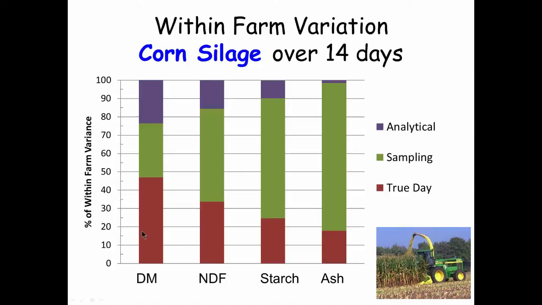Dry matter is the exception. Over this 2-week period, dry matter was more likely to be a true change than a sampling error. And again, this makes sense because it rains. If this is in a bunker silo, it's going to get wet, and that's a true day-to-day change. So there's more reasons for dry matter to change day-to-day than for NDF over a short period of time.